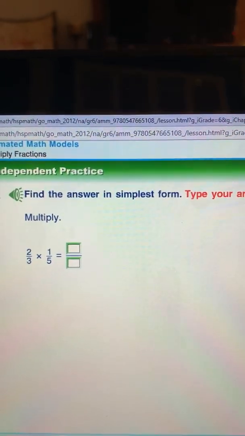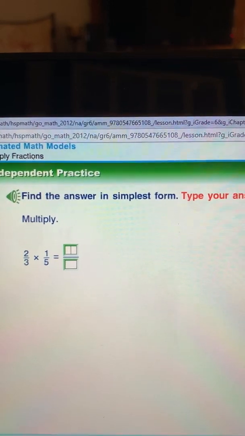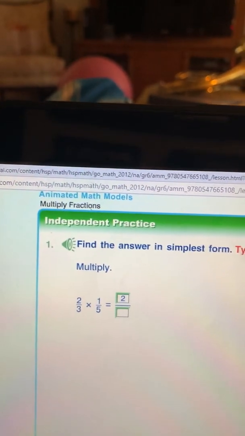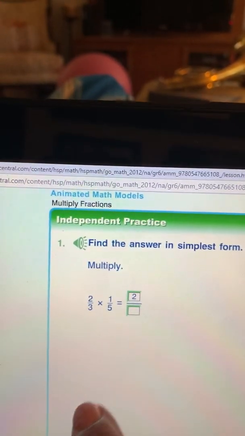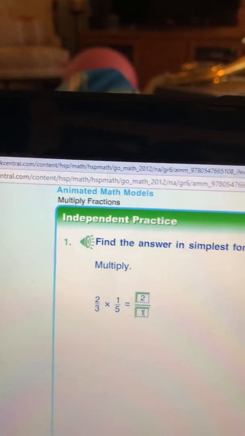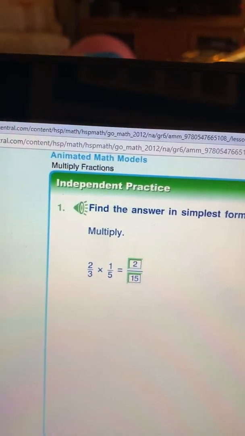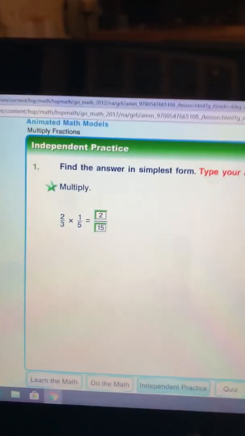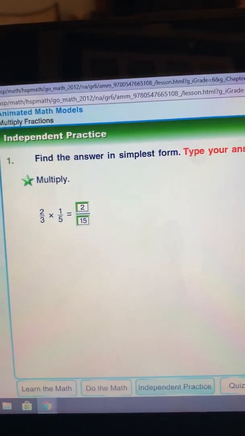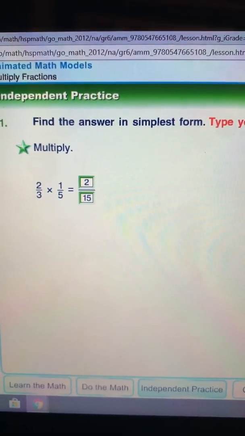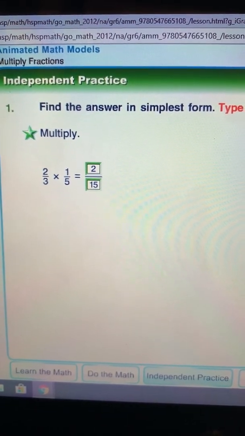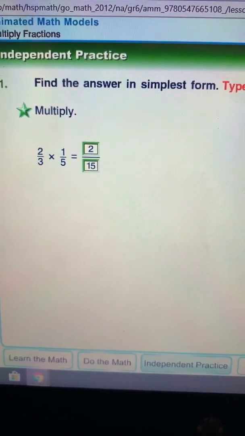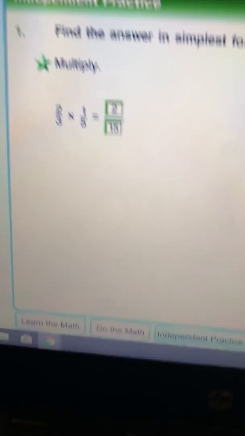That's all you have to do. Let's do this one last one. 2 times 1 is 2. 3 times 5 is 15. 2/15 cannot be reduced. So I'm going to put here 2/15. And that's going to be my answer. Perfect. It's on green. It liked my answer. It said it's good. Now, if the answer would have been 3/15, you would have had to reduce it because both go into 3, and it would have been 1/5. But 2/15 cannot be reduced. That is its simplest form.